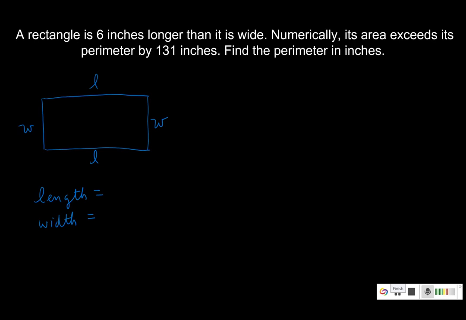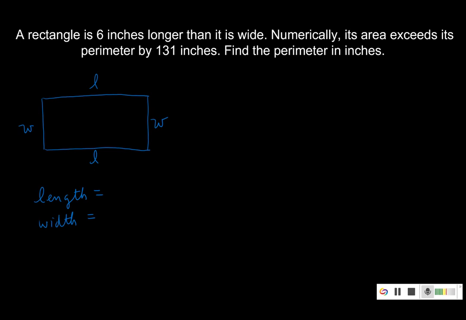All right, let's take a look at this example. A rectangle is 6 inches longer than it is wide. Numerically, its area exceeds its perimeter by 131 inches. And we're asked to find the perimeter of the rectangle in inches.